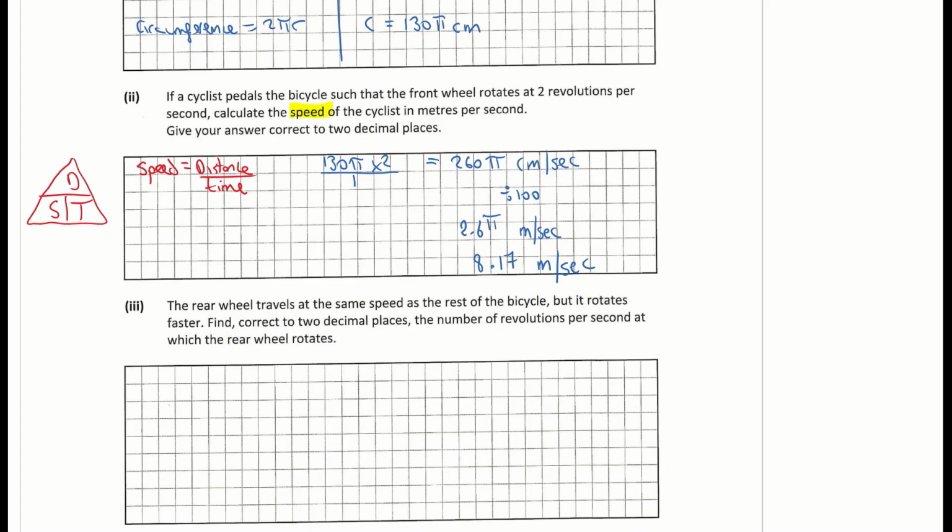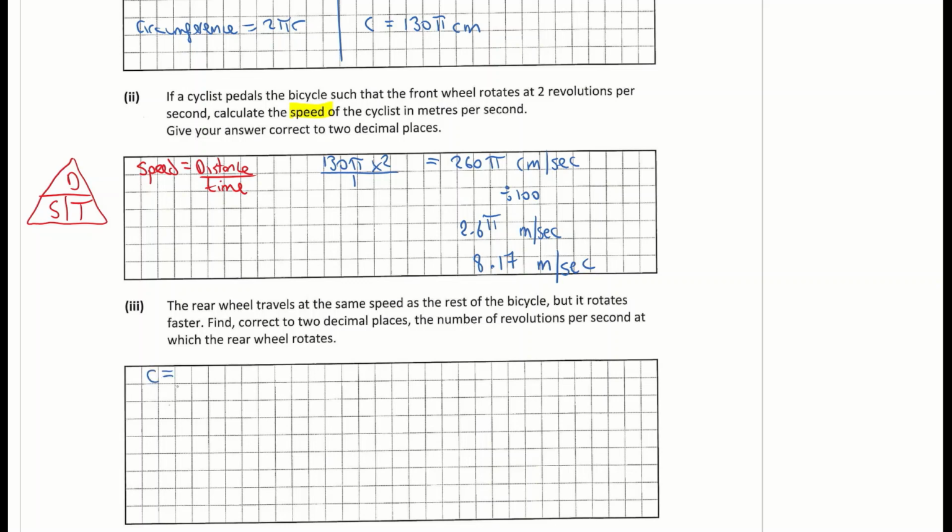Looking now at part 3: the rear wheel travels at the same speed as the rest of the bicycle, but it rotates faster. Find, correct to 2 decimal places, the number of revolutions per second at which the rear wheel rotates. So let's first of all find the circumference of this rear wheel.